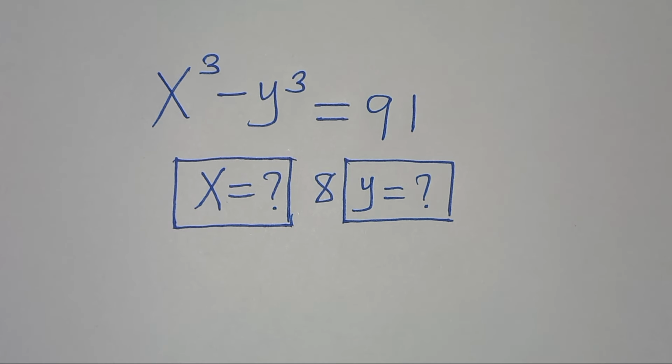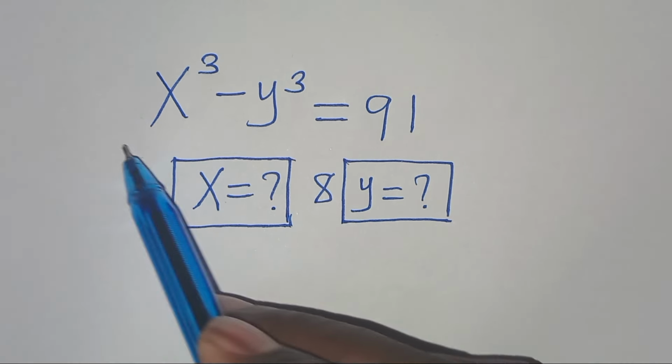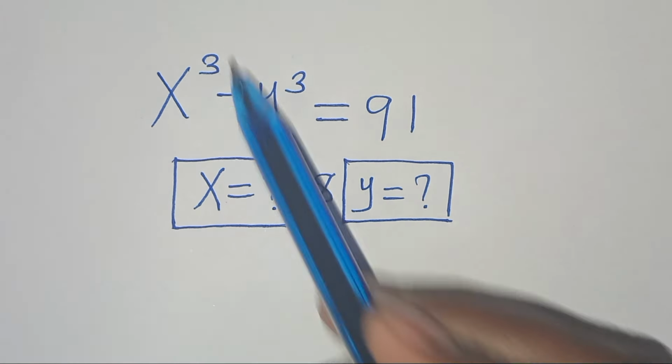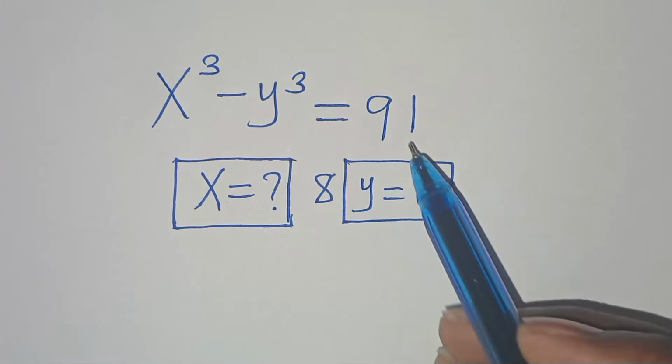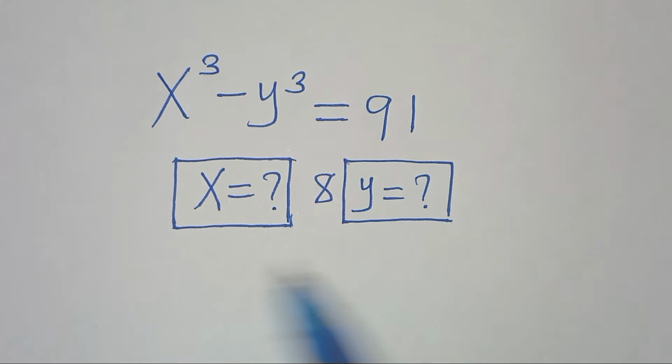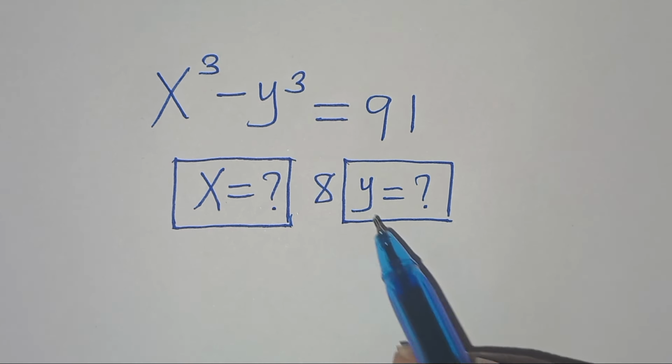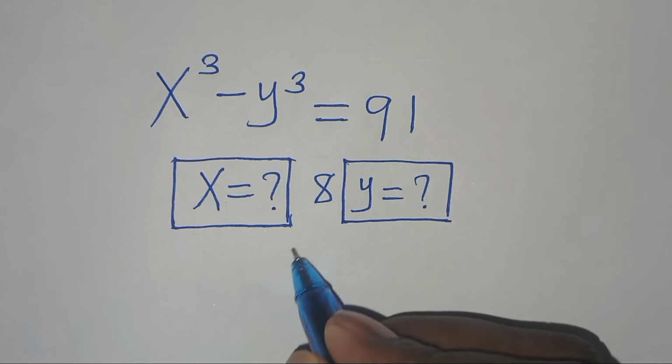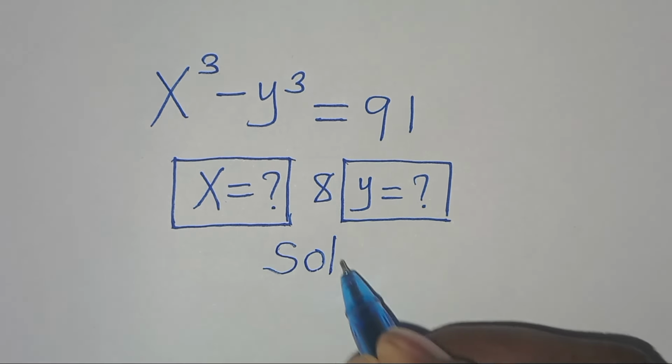Hello everyone, you're welcome to solve this nice algebra problem, which is x to the power of 3 minus y to the power of 3. This is equal to 91. So what is the value of x and what is the value of y? Let's provide a solution from here.